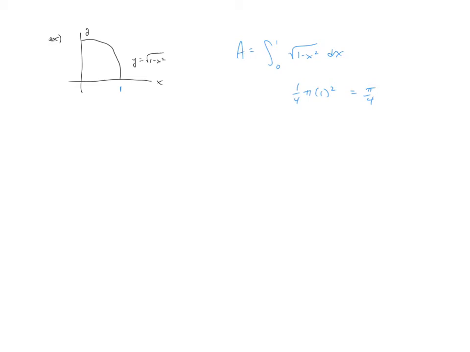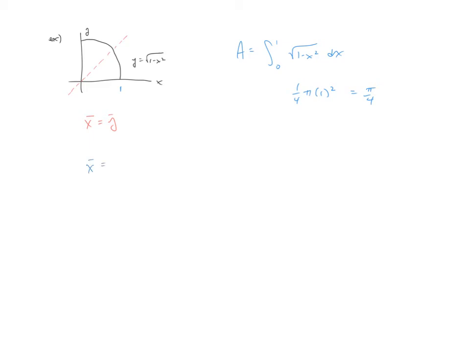The other thing that we know is that symmetry is a very big part of this. If you picture this as something with constant density and you're trying to balance it, you know that it's going to balance somewhere along the line y equals x, which means that our x bar must equal our y bar. So if we compute just one of those, then the other one's going to be the same. Pick your favorite, it doesn't matter.